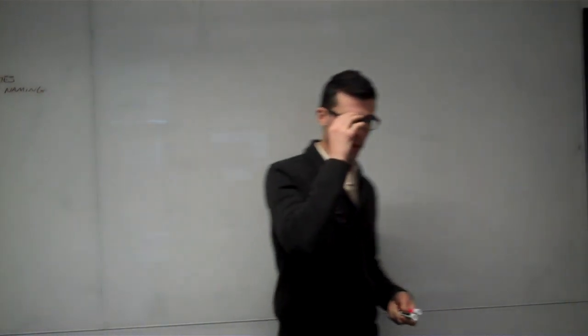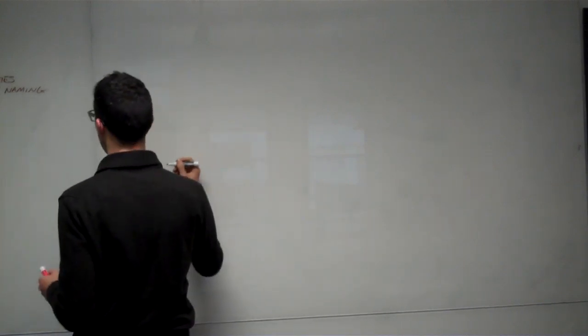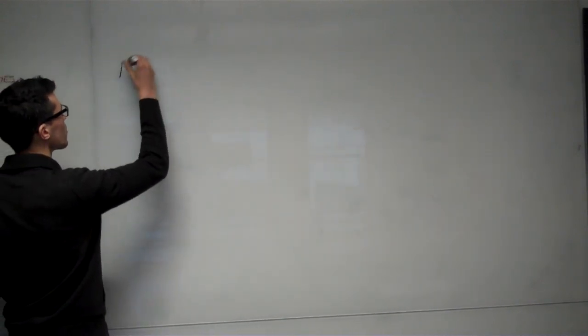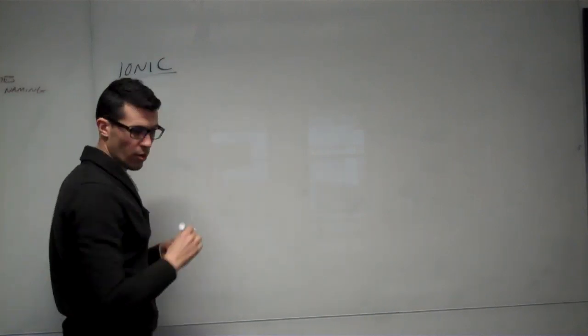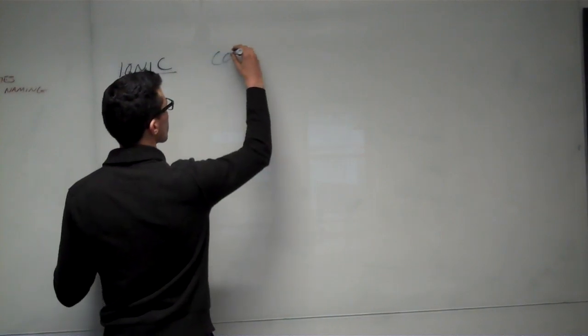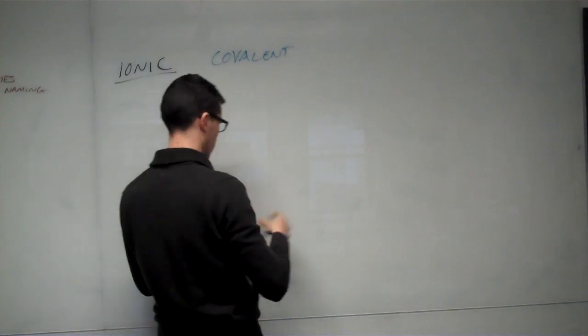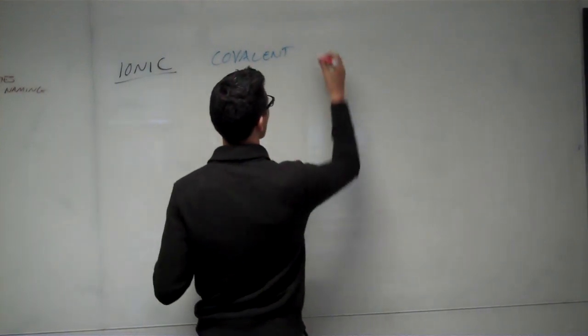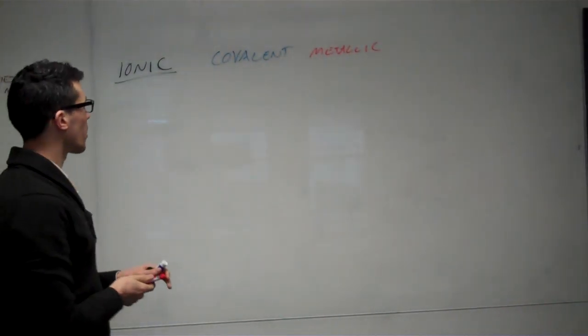Okay. So the first thing we want to talk about is the different types of bonds and their different properties. The first type of bond is ionic, and then we're also going to do covalent and metallic. So, different types of bonds: ionic, covalent, and metallic.